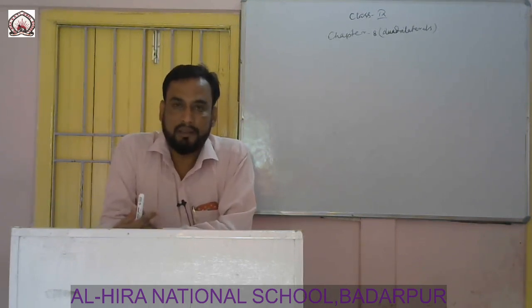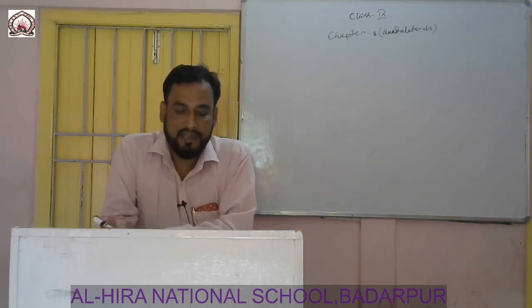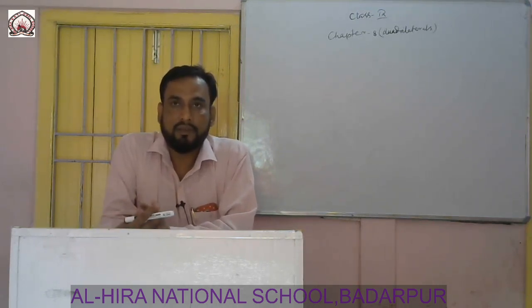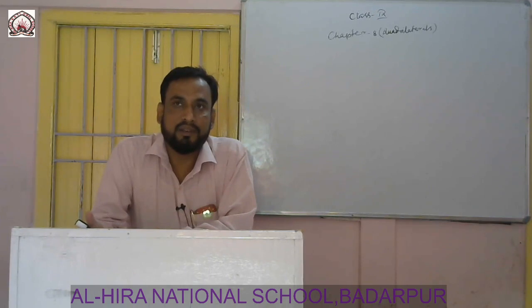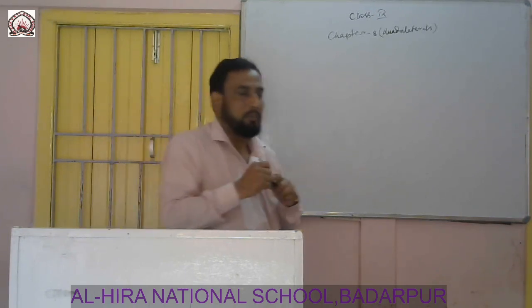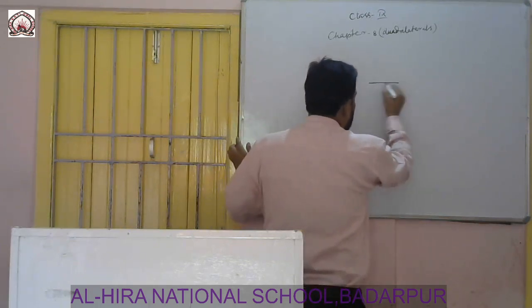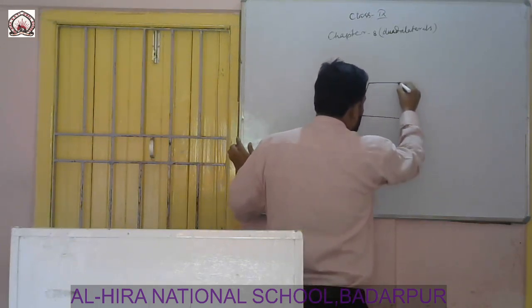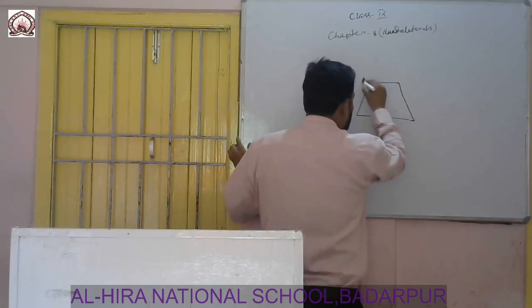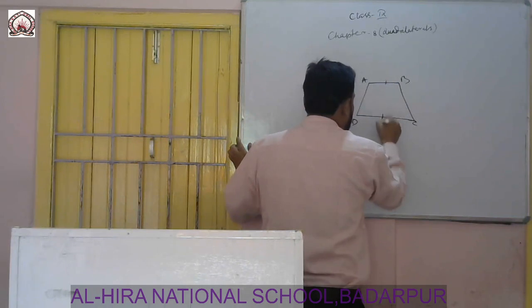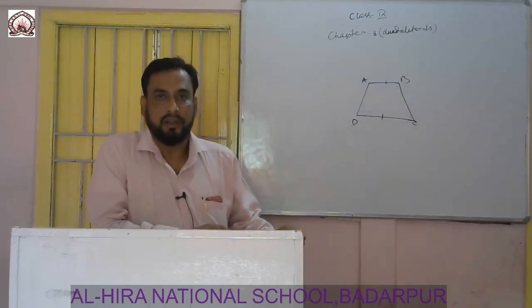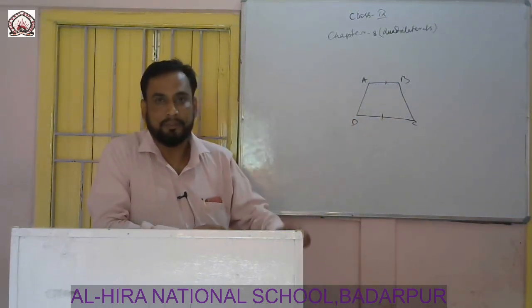So, types of quadrilateral. There are 6 types of quadrilateral. First one is trapezium. The quadrilateral whose one pair of opposite sides are parallel is called a trapezium. One pair of opposite sides. So this is A, B, C, D. AB and CD are parallel to each other. So this is a trapezium.